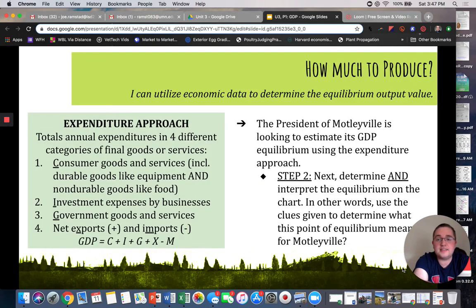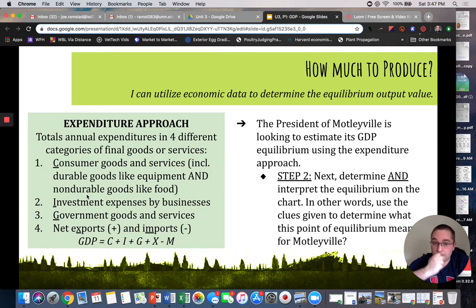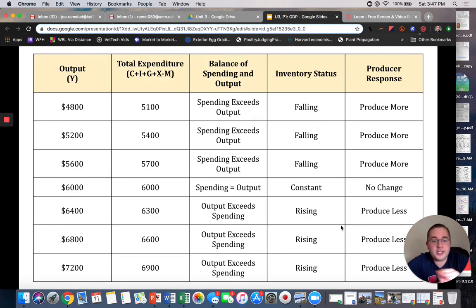Now this tells us how much expenditure we get at these various levels of output. The president of Motleyville is still wanting to figure out that equilibrium. So determine and interpret the equilibrium on the chart. In other words, use the clues given to determine what this point of equilibrium means for Motleyville. Go ahead and figure out which output level is our equilibrium. Hit pause, do what you've got to do.